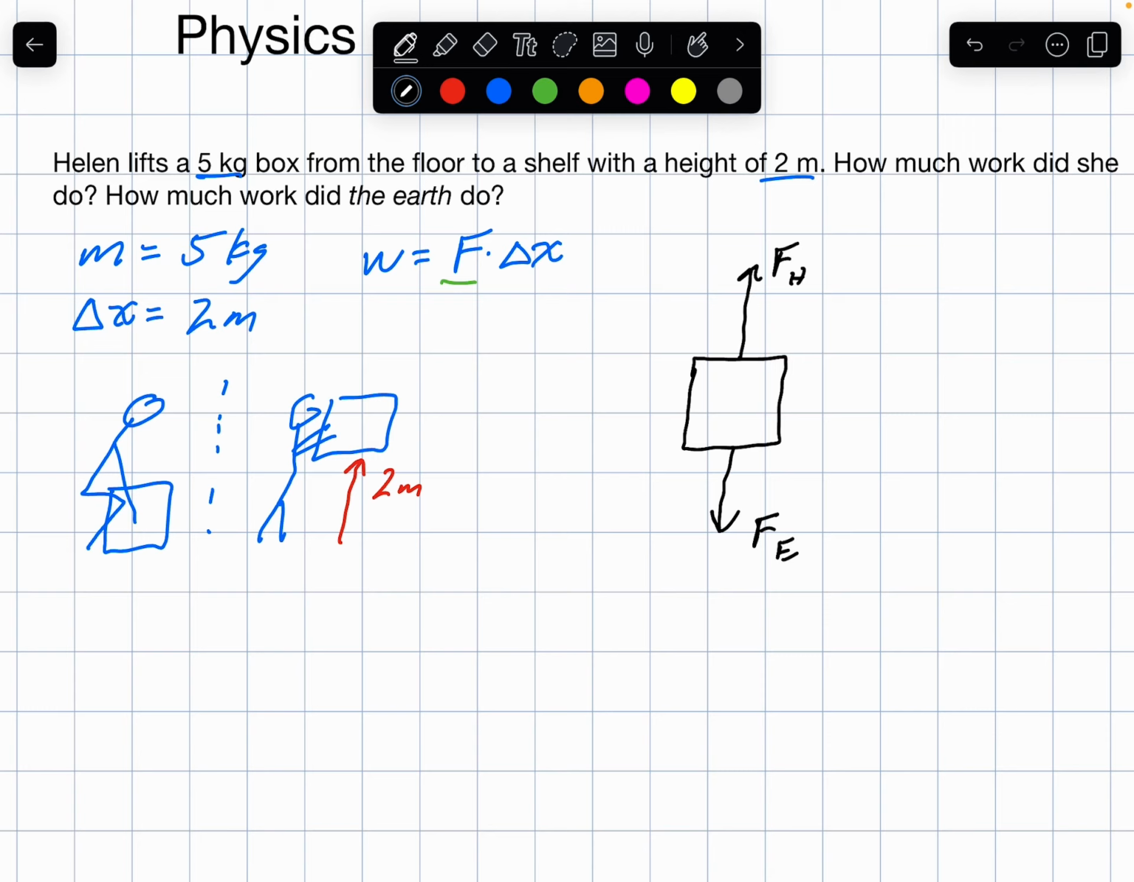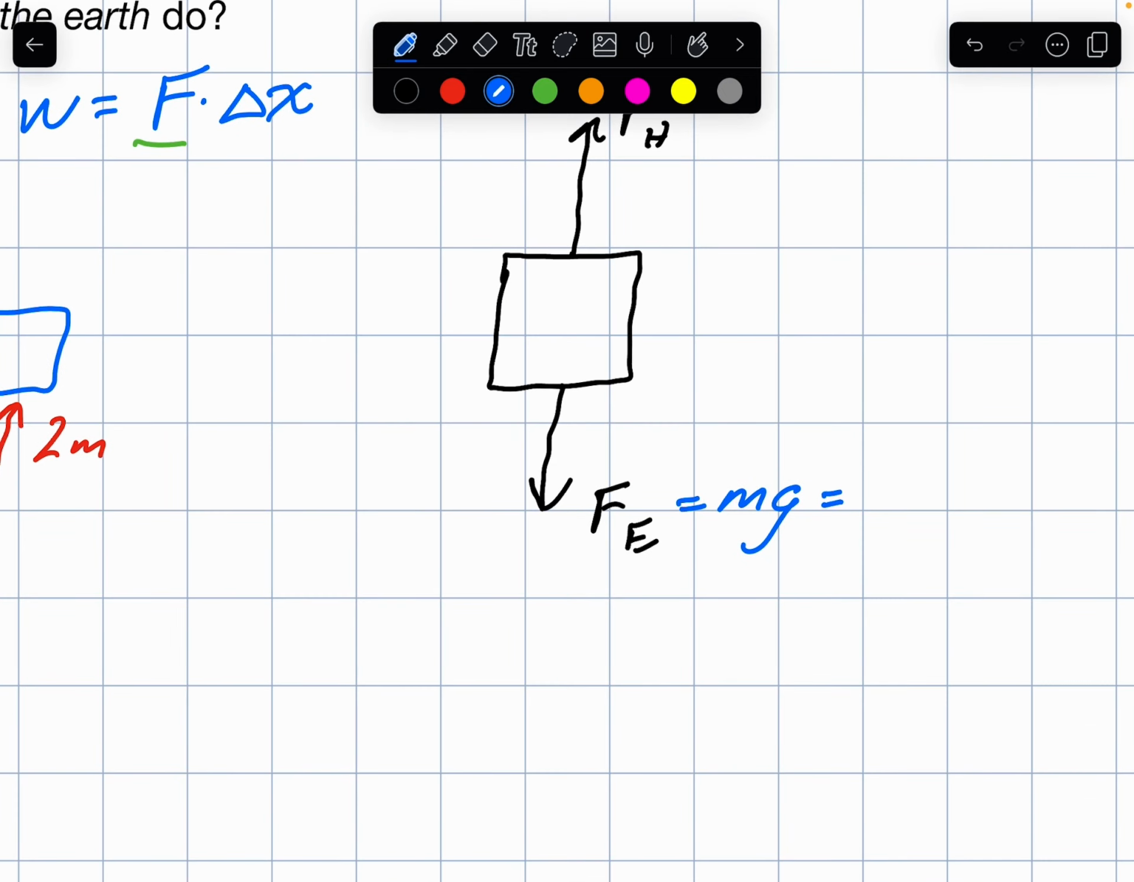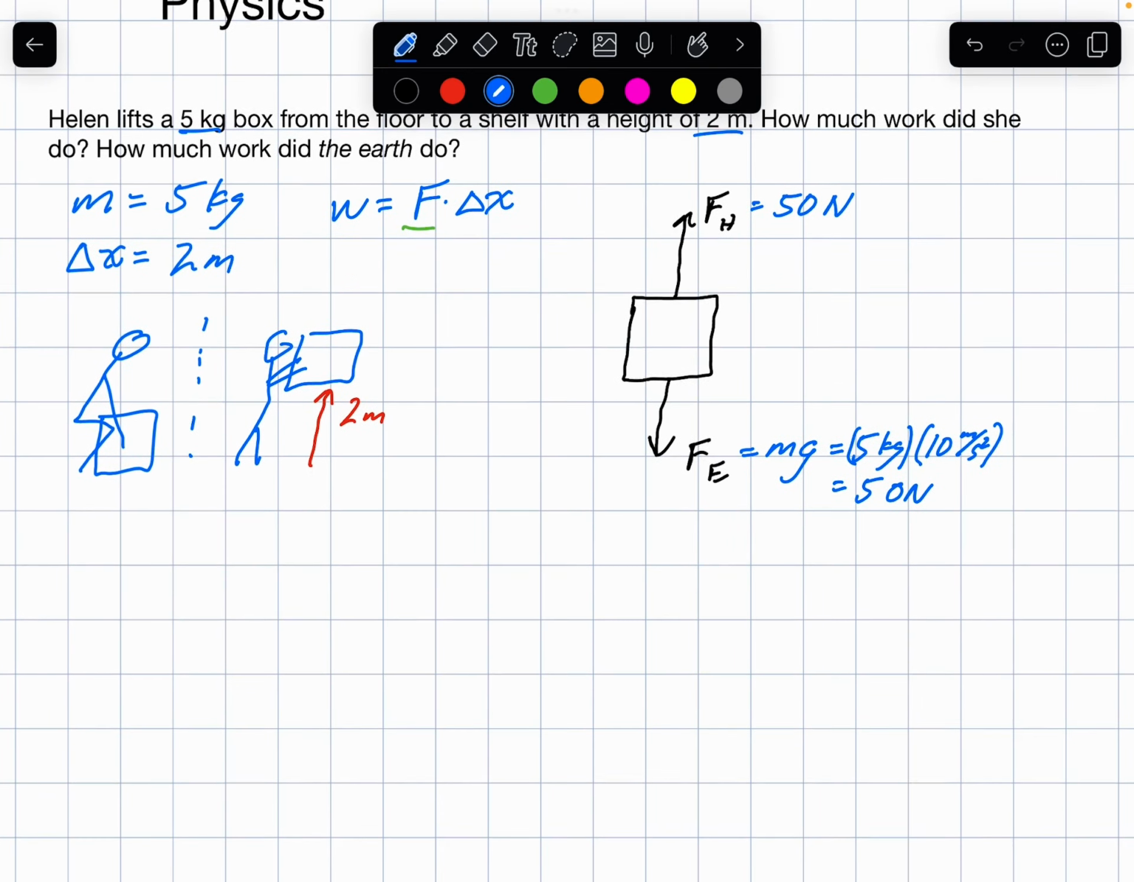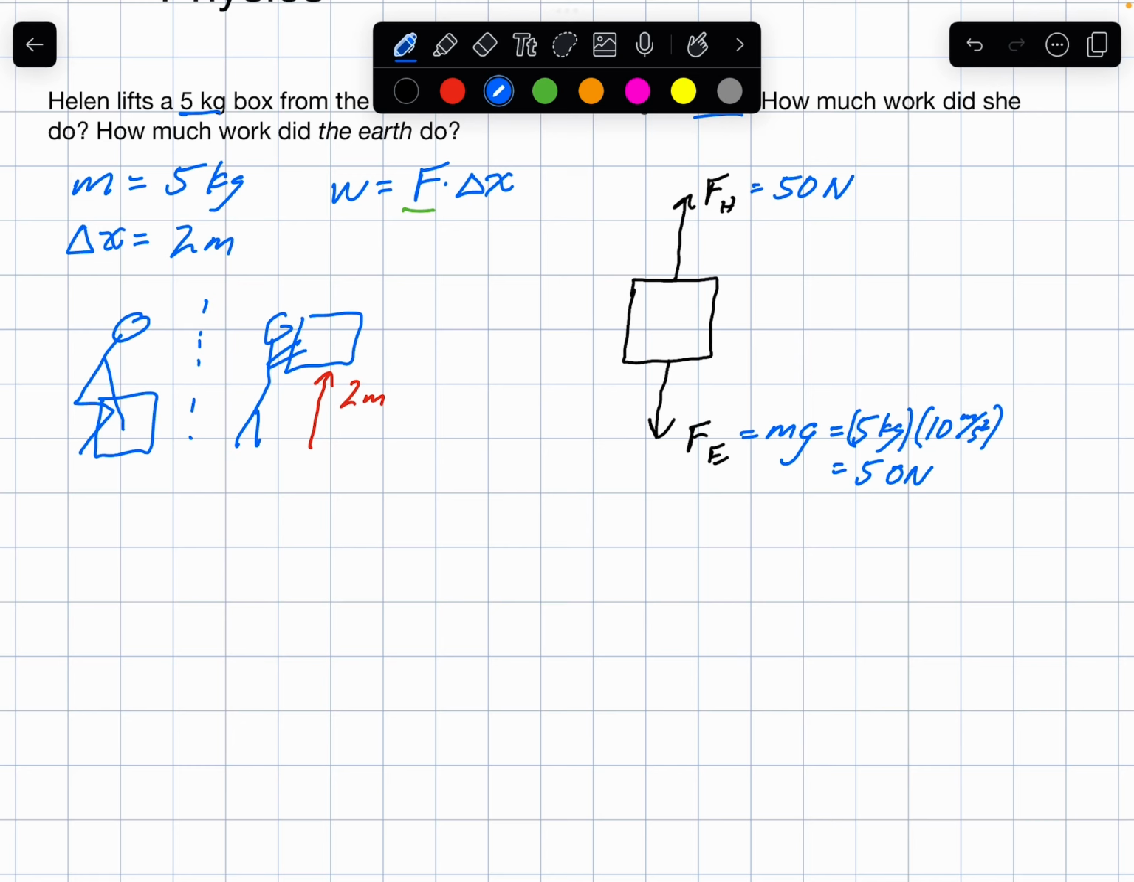Now that's helpful because even though I don't know the force of Helen yet, I can find the force of the Earth. Right? We know that the force of the Earth is mg, the mass times the acceleration due to gravity. The mass of the box is 5 kilograms, and we round the acceleration due to gravity to 10 meters per second squared. So the force of the Earth is 50 newtons. That means the force of Helen is also 50 newtons. All right, now that's helpful. Now I can take this equation and solve it.